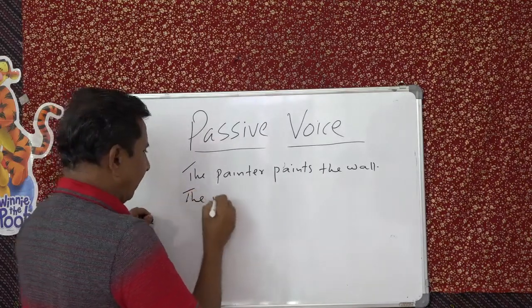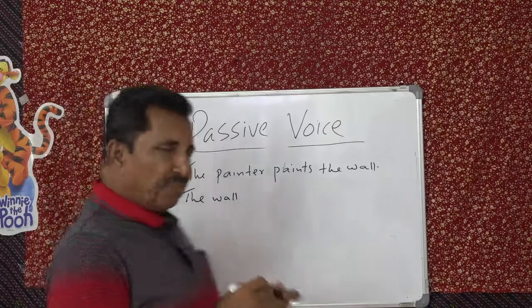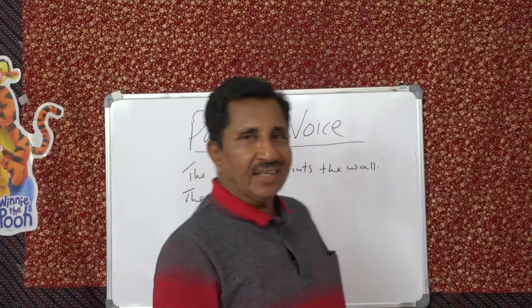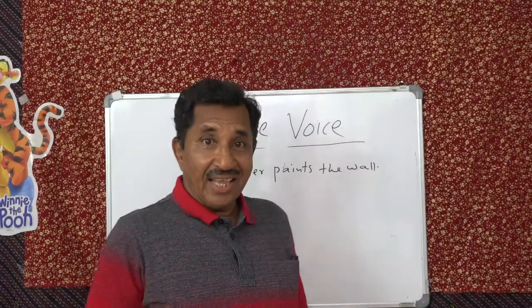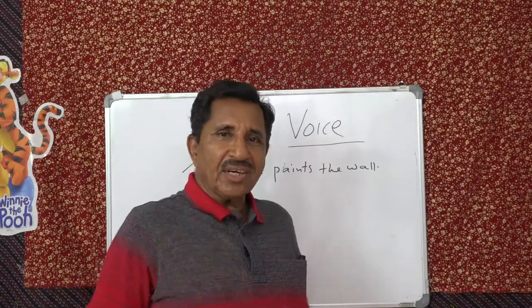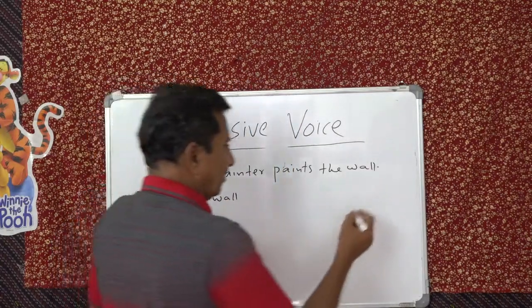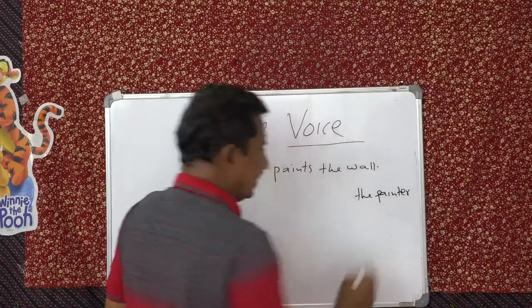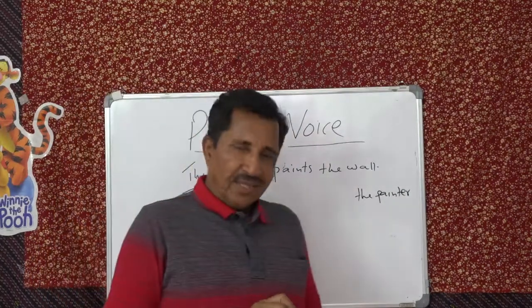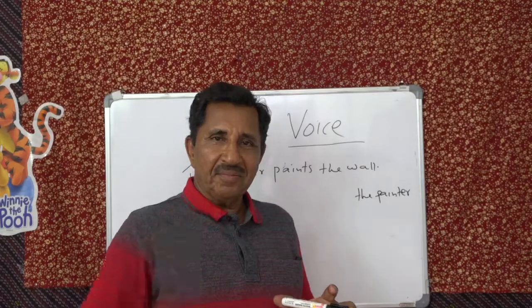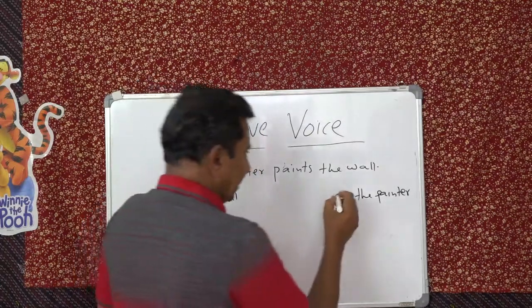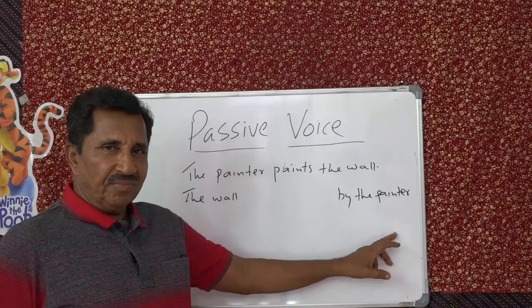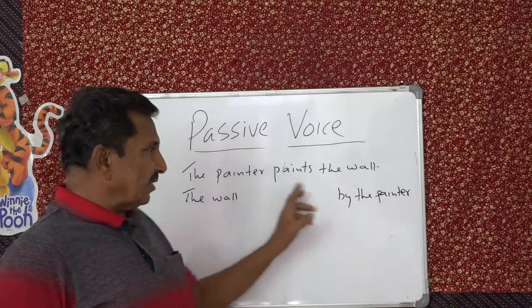The wall. The wall cannot paint. So the wall, somebody has to paint. So that is an agent. Agency. So you have to introduce an agent here. Who is that agent? The painter. He is the agent. Now when you think of an agent, we always have by. By someone. So we will insert by here. By the painter. Got that?